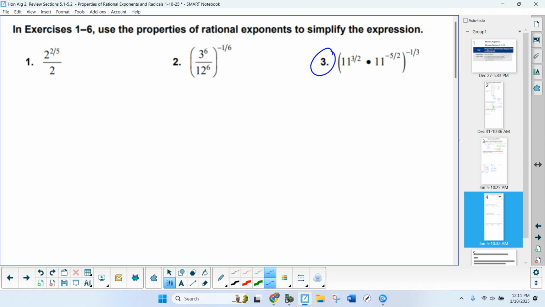5-2. Do number 3. Simplify. 11 to the 3 halves times 11 to the negative 5 halves, all raised to the negative 1/3. Properties of your exponents, your exponent rules.